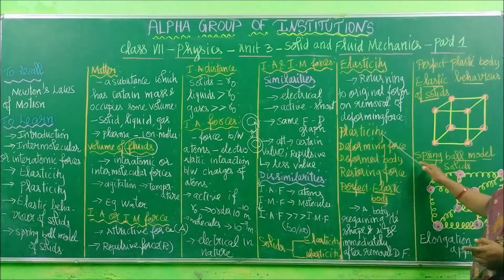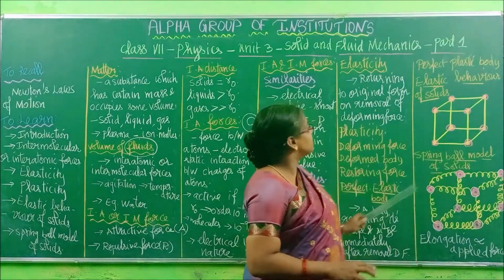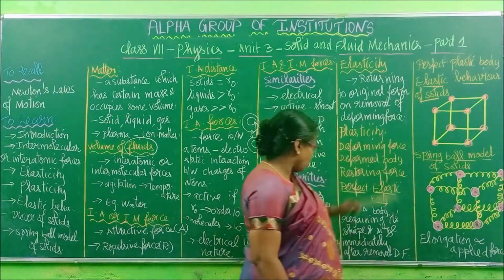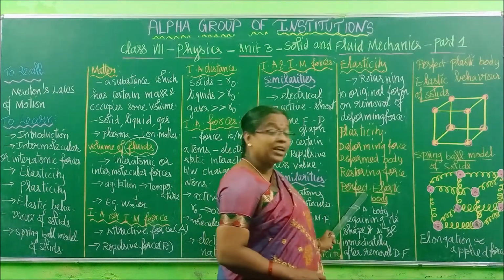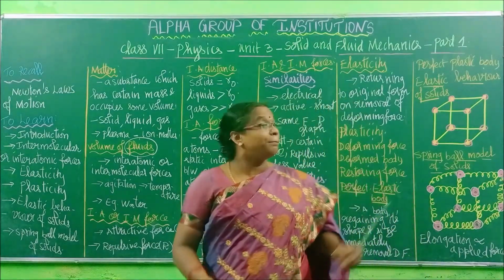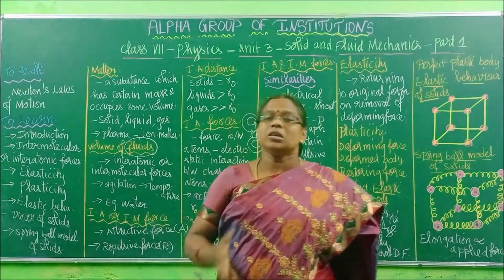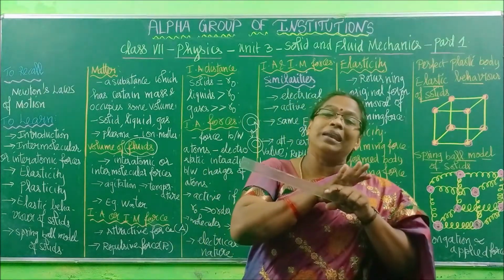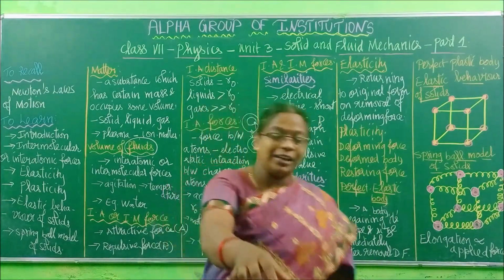So what are the concepts we have learned? Elasticity, plasticity, deforming force, deformed body, restoring force, perfect elastic body. Now coming back to perfect plastic body and perfect elastic body: perfect elastic body means a body immediately regains its shape. Perfect plastic body means even after removal of force, the body will never have any tendency to change its shape.